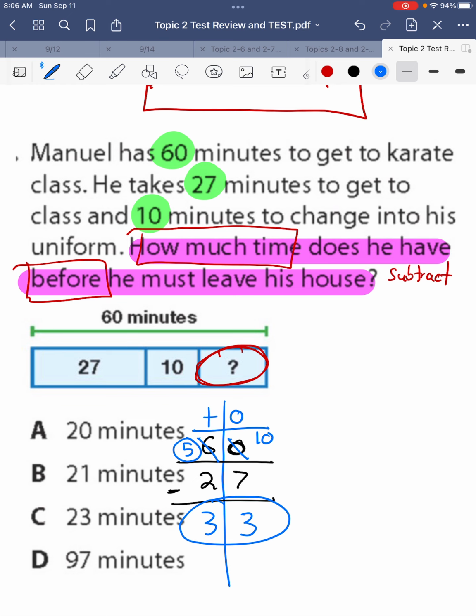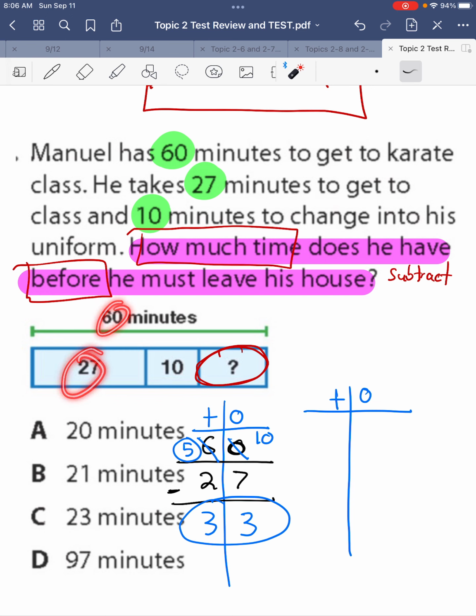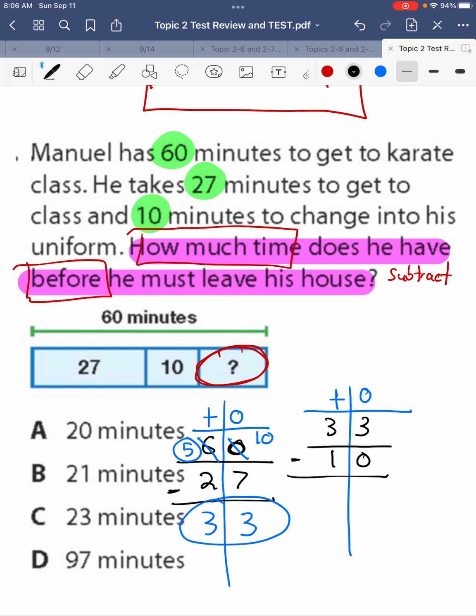So now I'm gonna do my PVC chart again. I have my tens. I have my ones because I'm going to subtract again. So I did 60 minus 27. So now I'm going to do what I got, my difference, 33. And I'm going to subtract that by my number that's left, 10. So 3 minus 0 is 3. 3 minus 1 is 2. So this is my final answer. 23. He has 23 minutes left before he can leave.